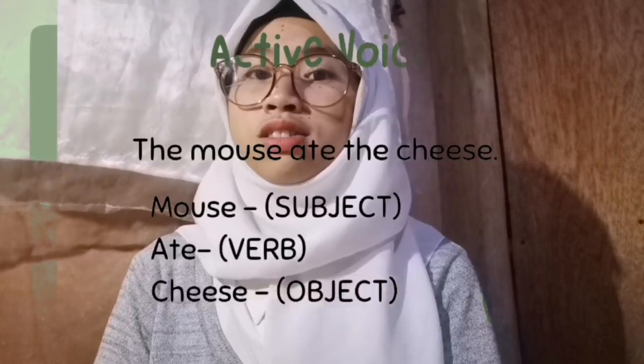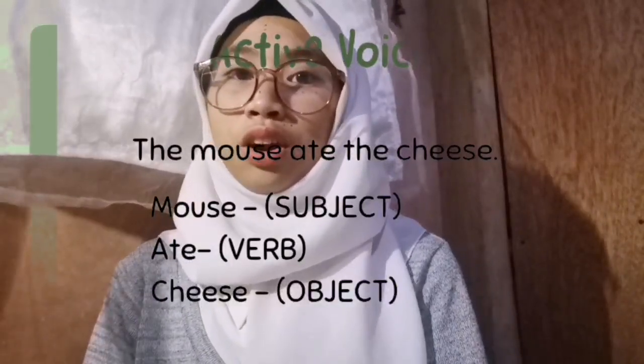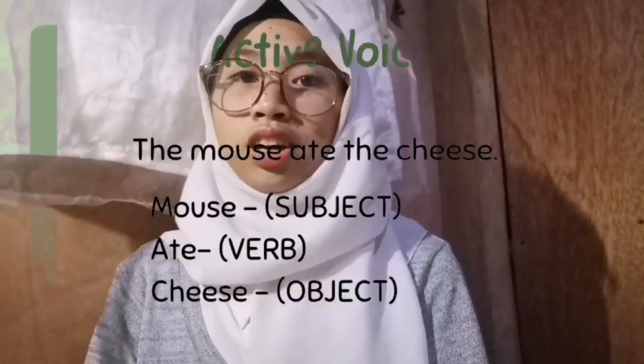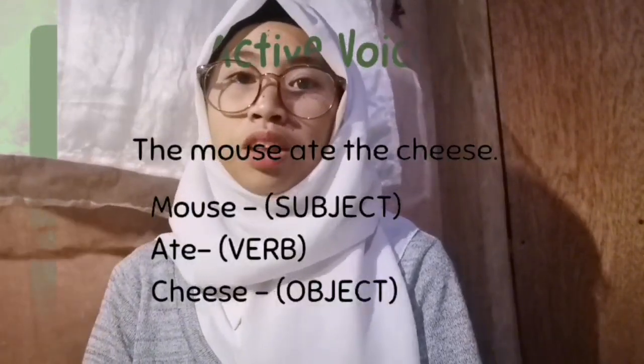Example, the mouse eats the cheese. So the subject in there is the mouse, the verb is eats, while the cheese is the object. As you can see in the given example, the subject comes first and the object is last. That's why it's an active voice.